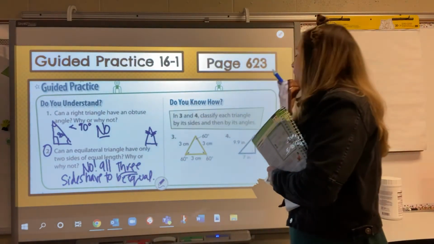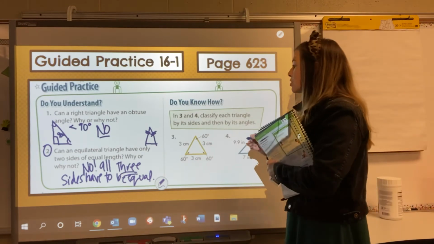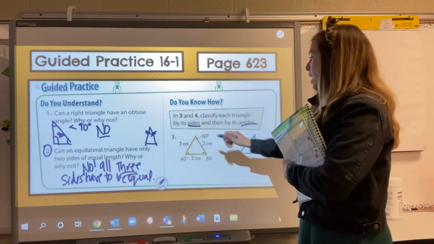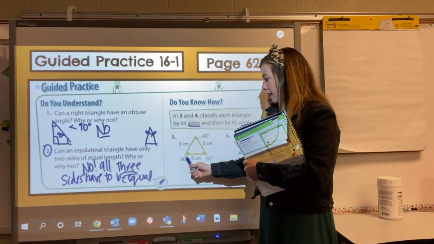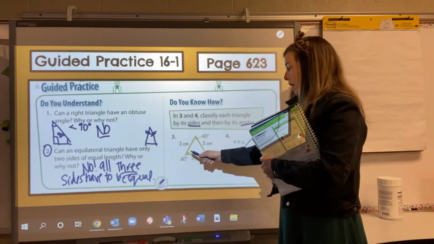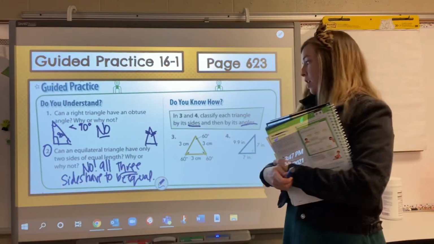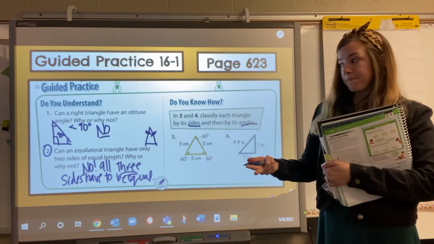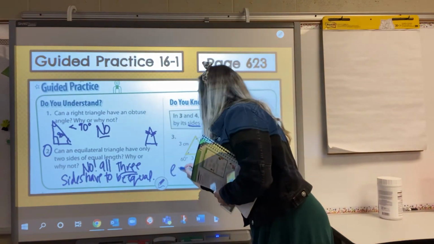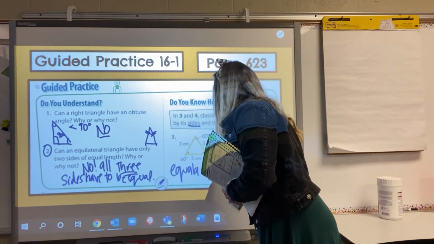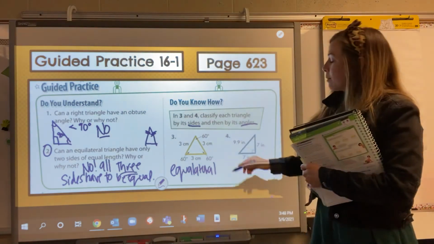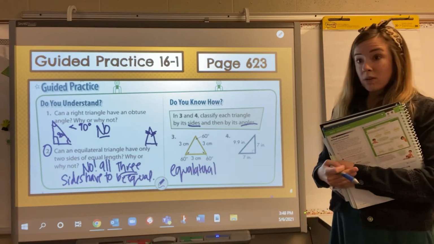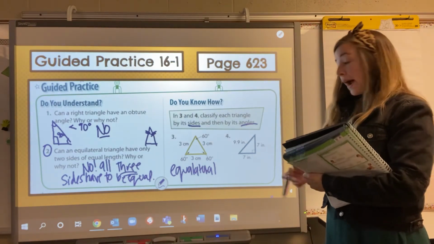Thicker lines, I guess. Okay, in questions 3 and 4, classify each triangle by its sides and then by its angles. You're going to write 2 words for each of them. Here's number 3. We've got 3 centimeters for this length, 3 for this length, 3 for this length. And all the inside angles are 60 degrees. So I want you to think about the sides. Is it going to be equilateral, isosceles, or scalene? Equilateral. And then I want you to think about the angles. Less than 90, less than 90, less than 90. So what type of angled triangle is it? Acute.